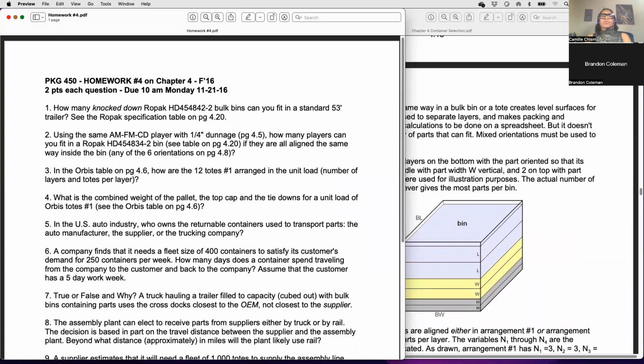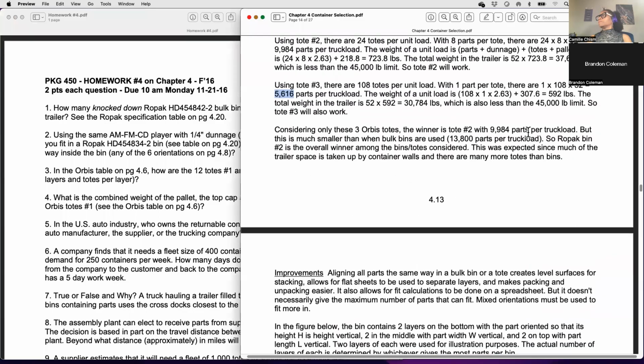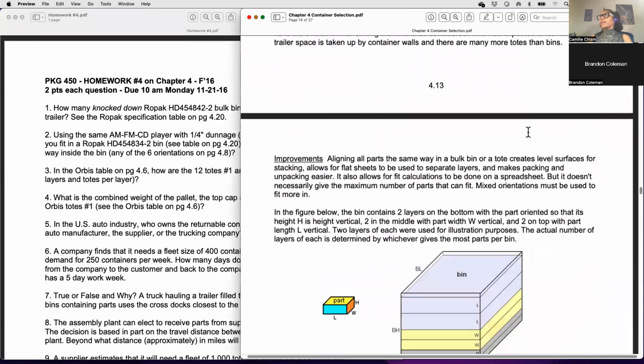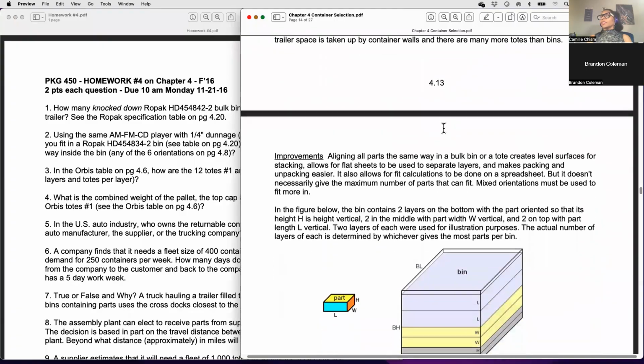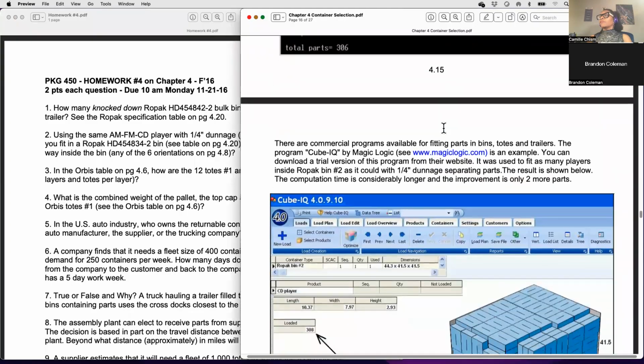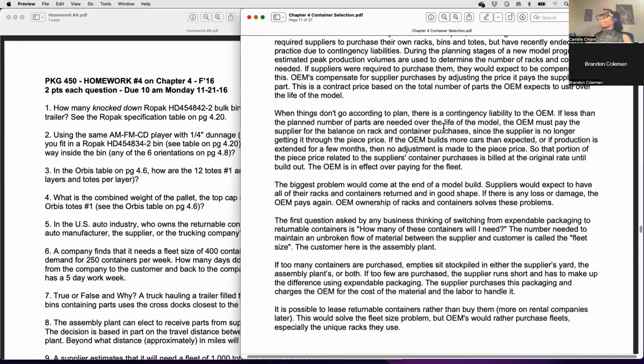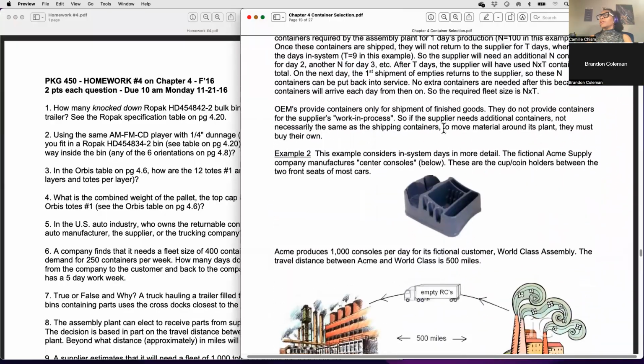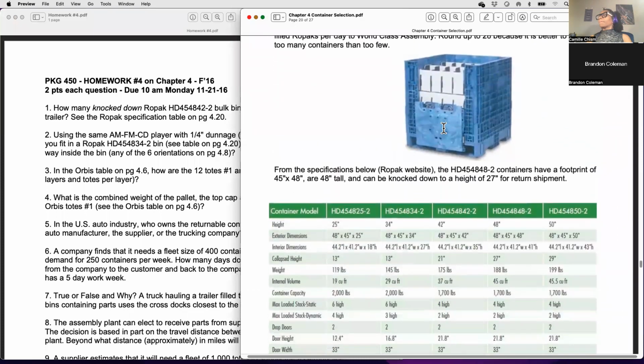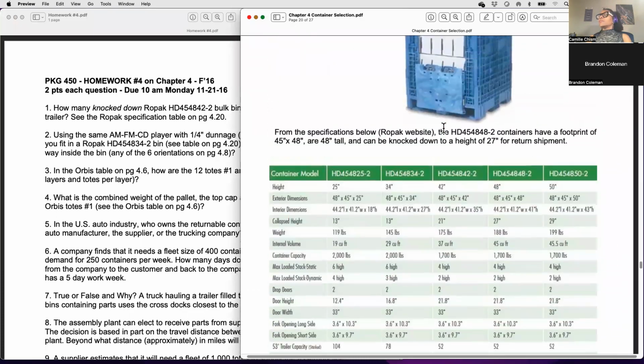these questions. So the first one asks, how many knockdown roll pack bins can you fit in the standard 53-foot trailer? So you again are going to your spec table. We just got through 413, going through all those calculations. So this is telling you to go to 420 in your reading. And you can see here, if you go to Orbis's website, or if you have an Orbis catalog, you'll see this as a typical type of table.